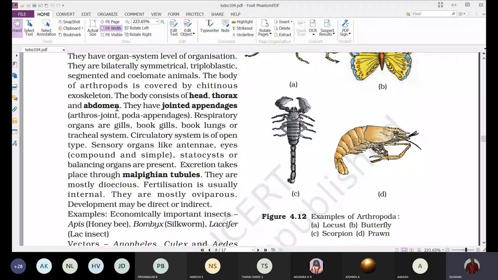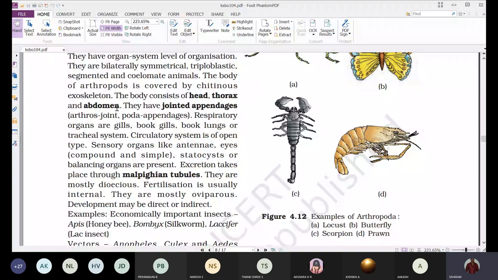Up to the phyla Porifera, Coelenterata or Cnidaria, Ctenophora, Platyhelminthes, Nemathelminthes, Aschelminthes and Annelids, usually we didn't use the term head. Because in these organisms, the sense organs are not that much concentrated at the anterior end, and the nervous system is also not that much concentrated there. Starting from arthropods, we can observe very clearly the concentration of sense organs and nervous system at the anterior end of the body.